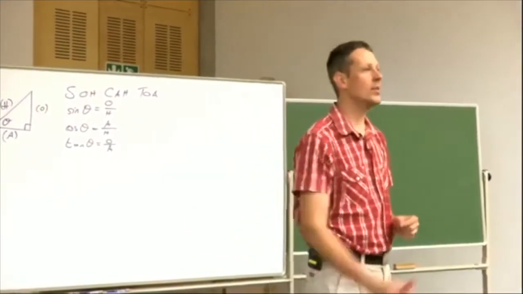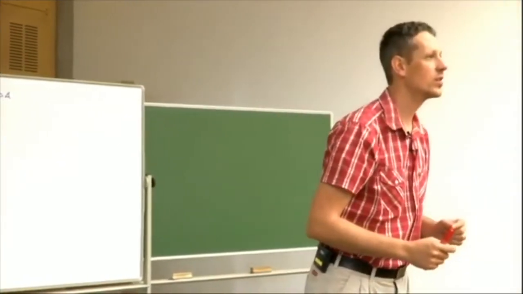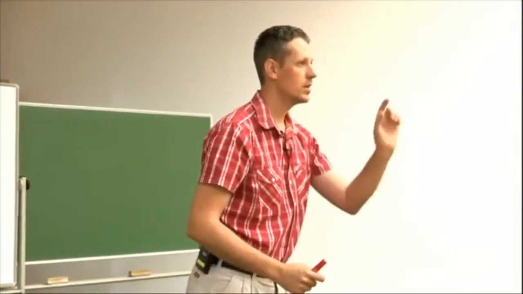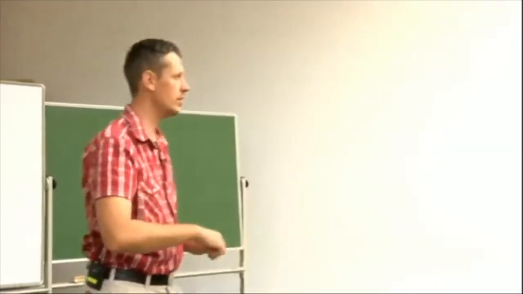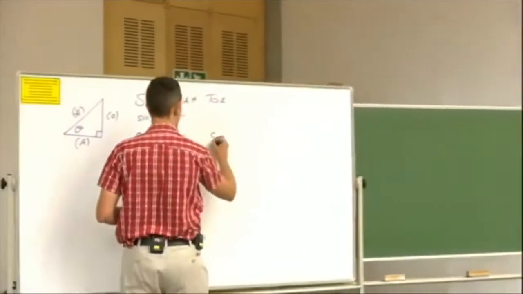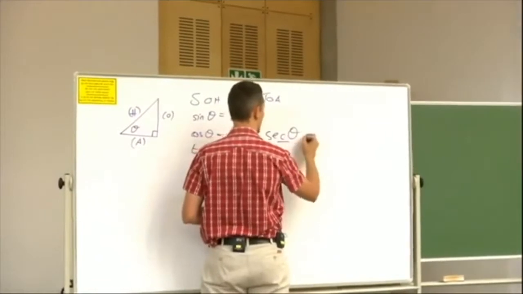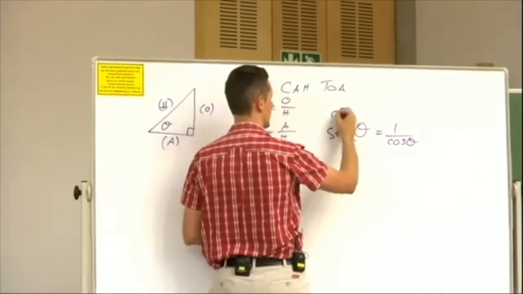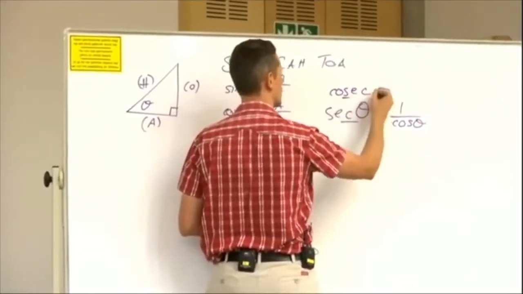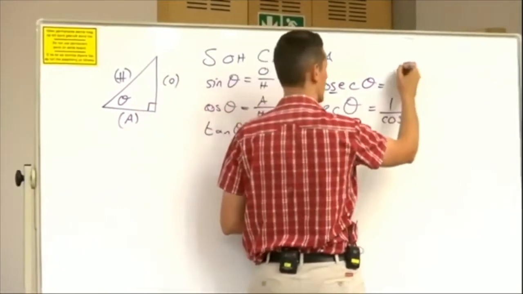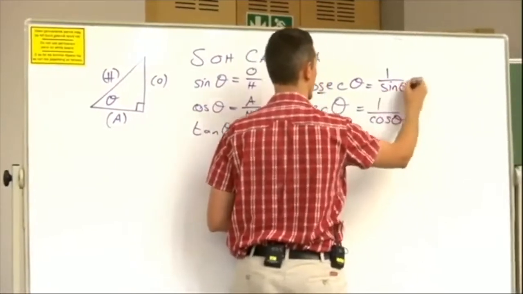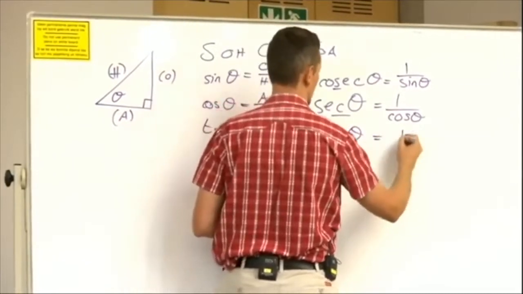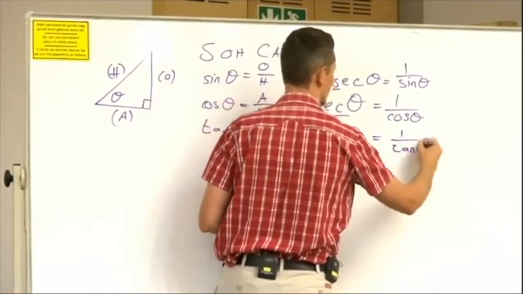Right? Let me give you a nice little trick. Look at the third letter of the reciprocal. Sec, the third letter is C. So it goes with cos. What about cosec? Third letter goes with S, so it's 1 over sine. Cot, 1 over tan.